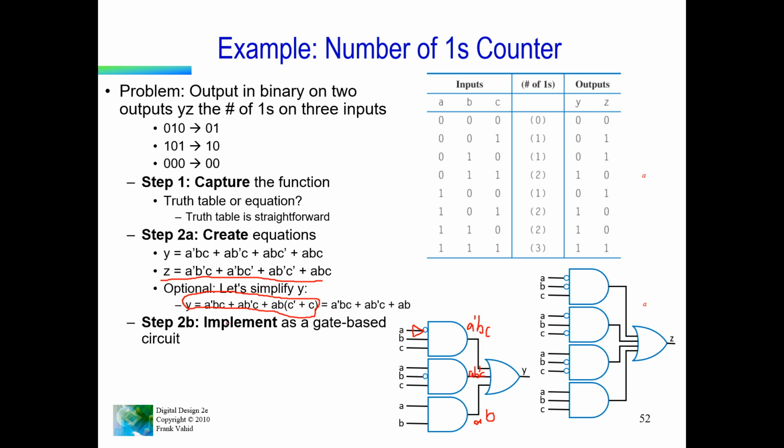Actually, we have simplified Y in a different way, but Y can be simplified in this way too. And the resultant expression is shown here. So this is its implementation, and this is the implementation of Z. So now I have finished my digital design. So I have the desired circuit which shows the number of ones in a 3-bit input.